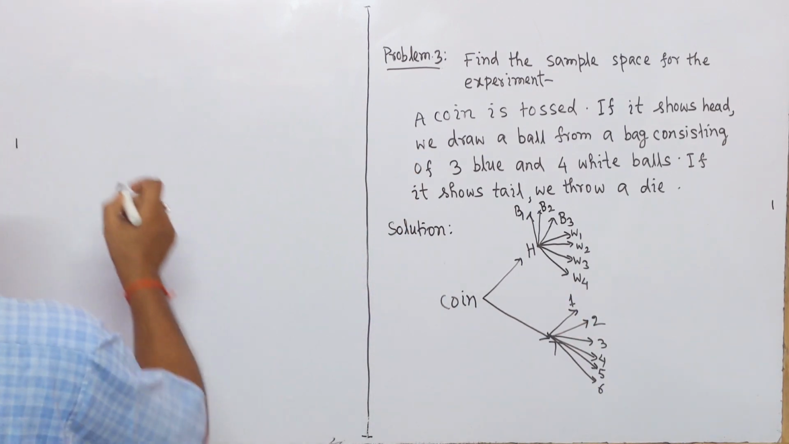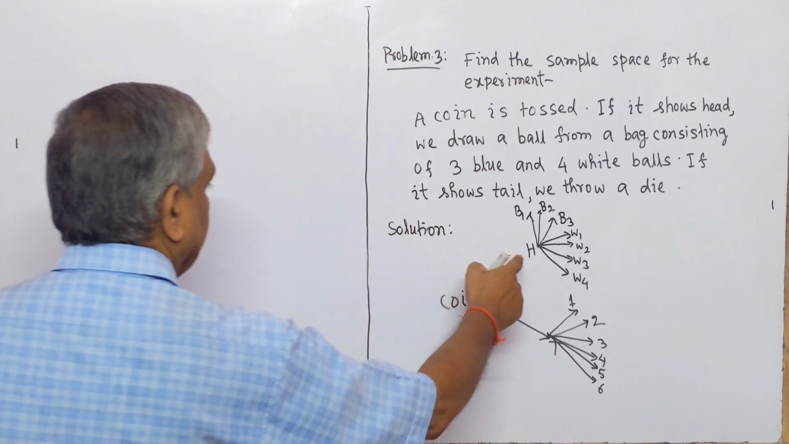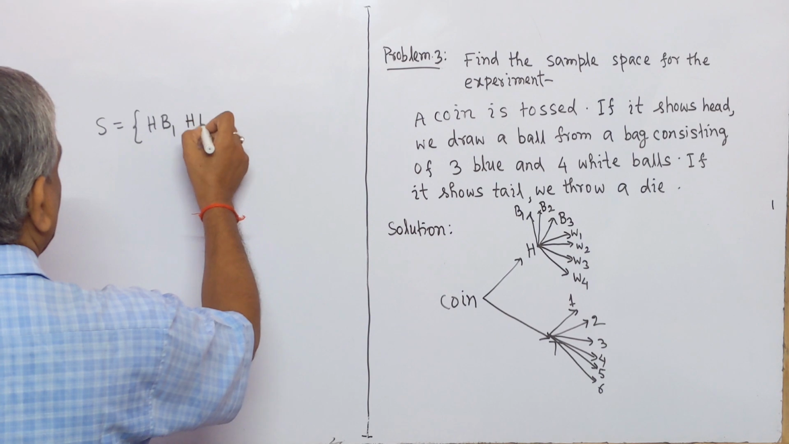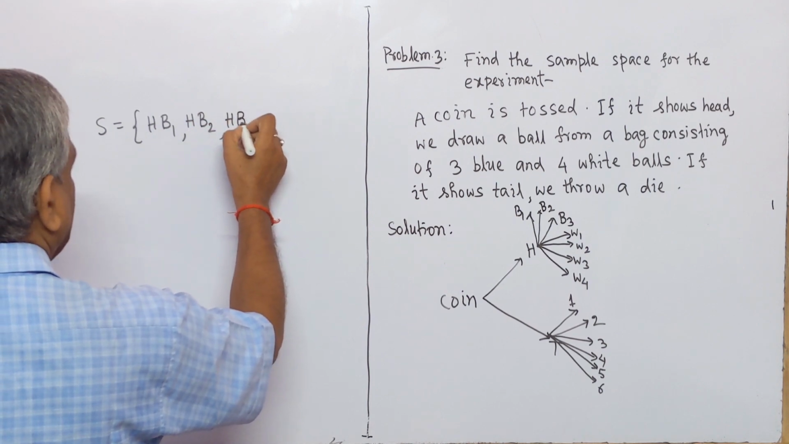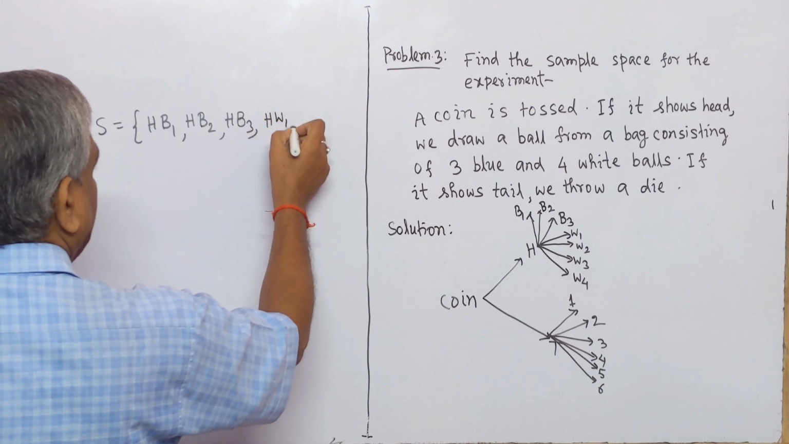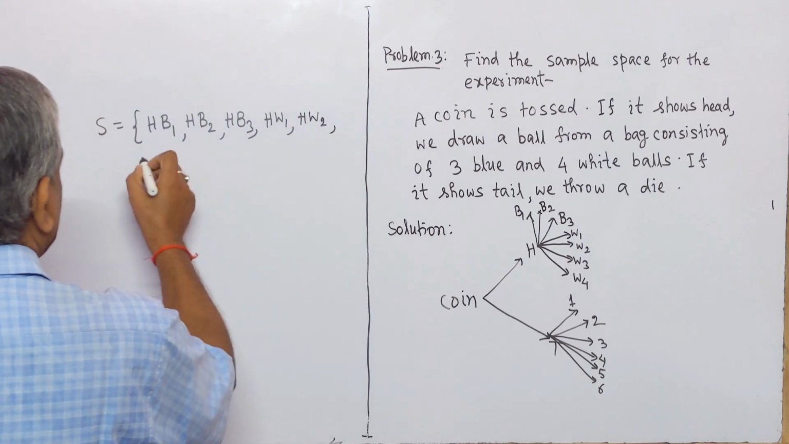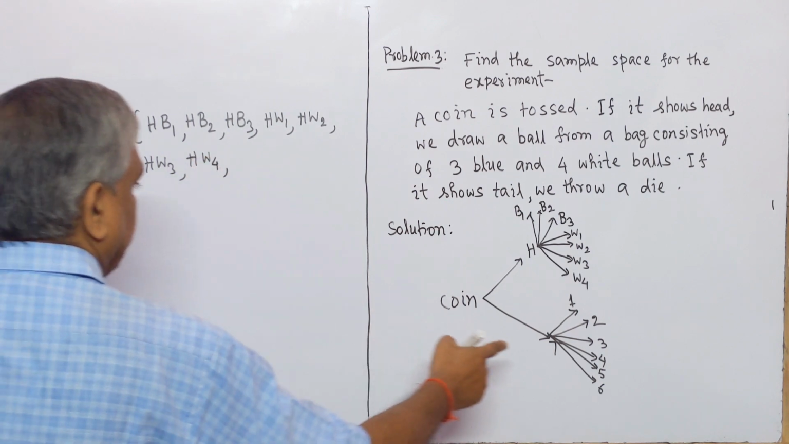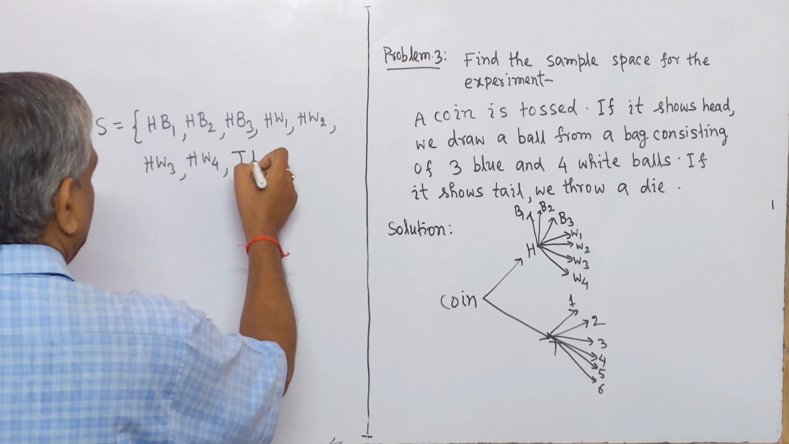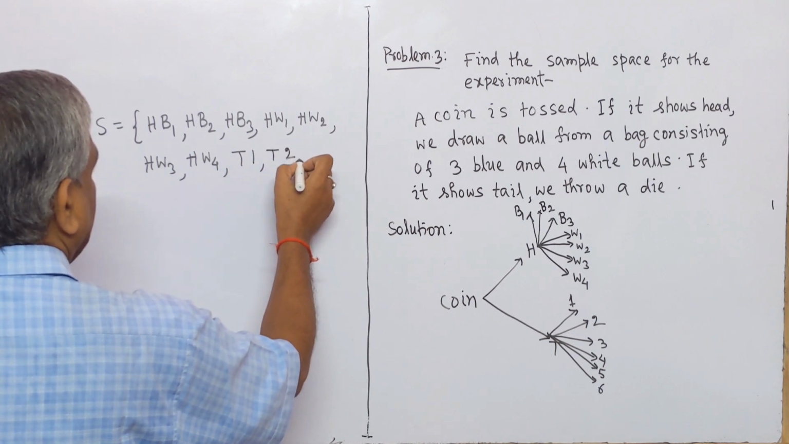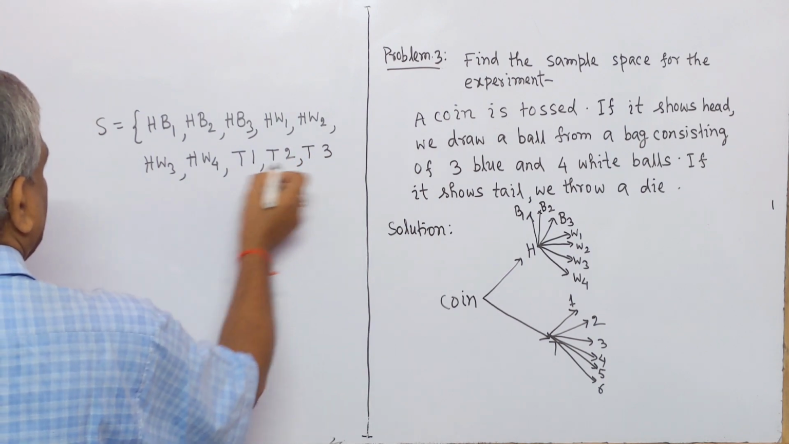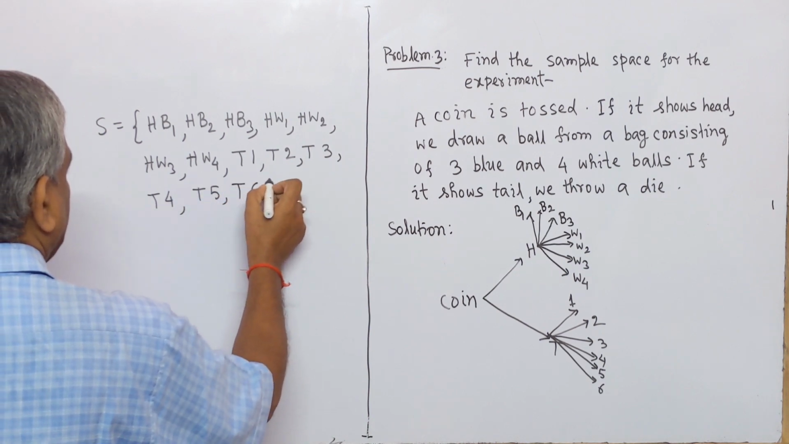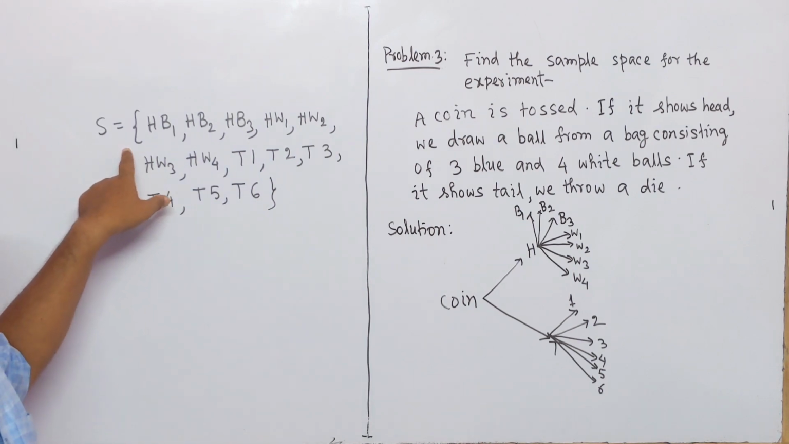So the sample space will be: head B1, head B2, head B3, head W1, head W2, head W3, head W4. If tail, then tail 1 from the die, tail 2 from the die, tail 3 from the die, tail 4 from the die, tail 5 from the die, tail 6 from the die. And this will be the sample space.